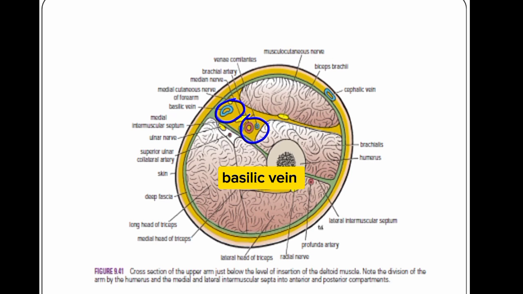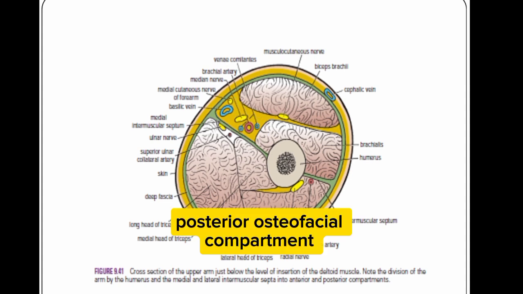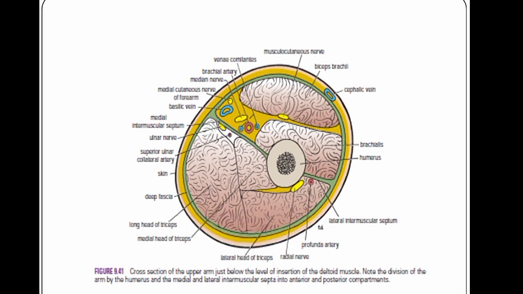Collectively, these are the contents of the anterior osseofascial compartment. While when we talk about the posterior osseofascial compartment, it has one muscle that consists of three heads, called the triceps brachii muscle. So this triceps brachii muscle has three heads.